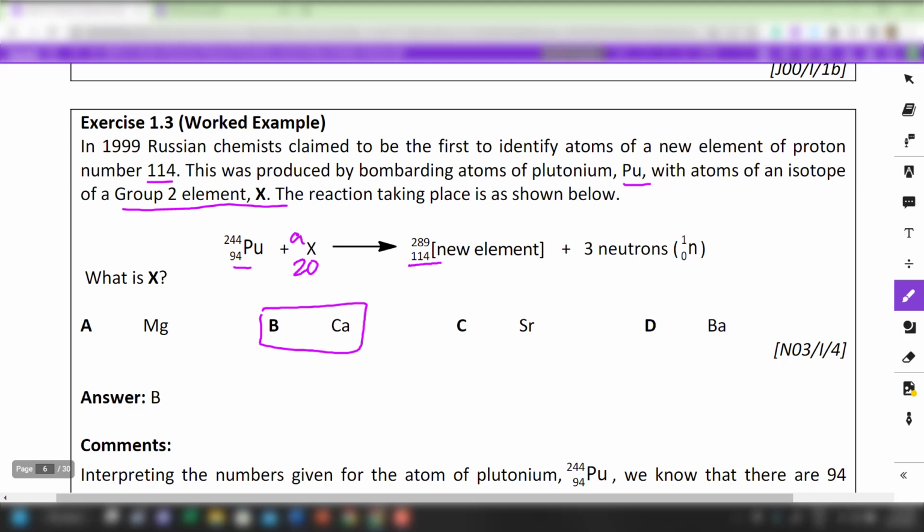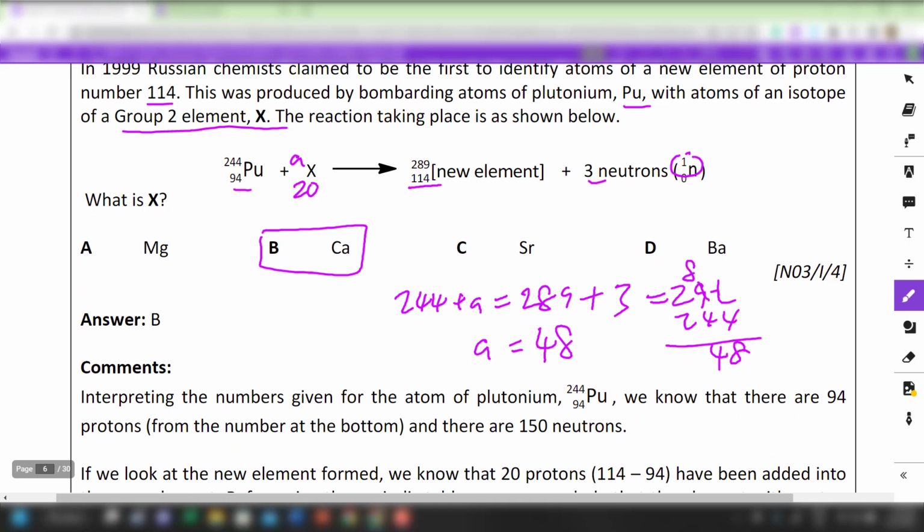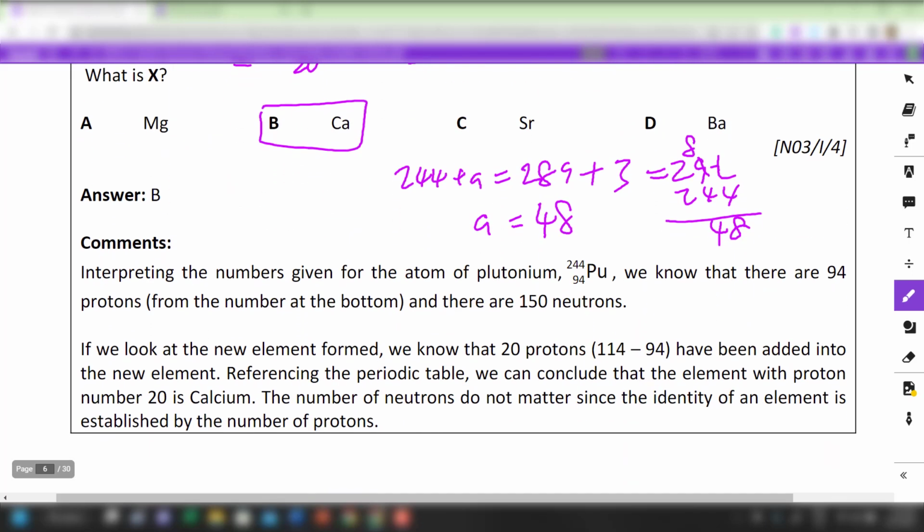For x, based on conservation of mass, 244 plus A is equal to 289 plus 3. Not to forget, we have 3 neutrons being ejected out, so this is actually 292. Therefore A is equal to 292 minus 244. If you do a quick calculation, you end up with 48, so A is 48. But this is not required by this question, because this question is MCQ, so you just need to choose the best response.